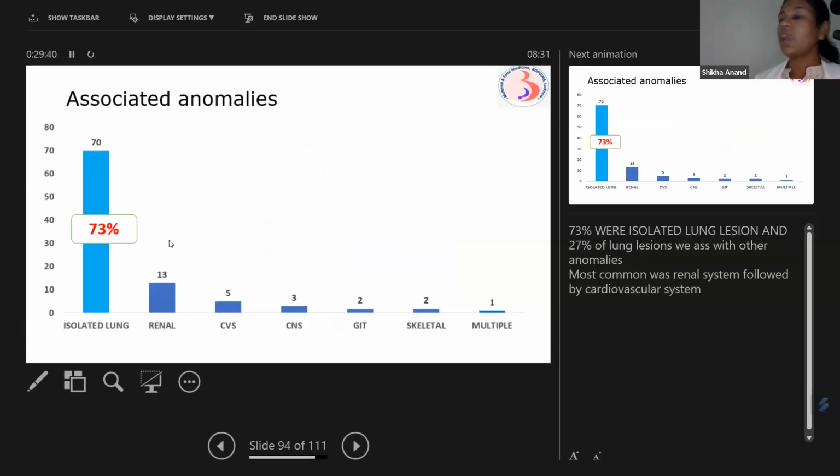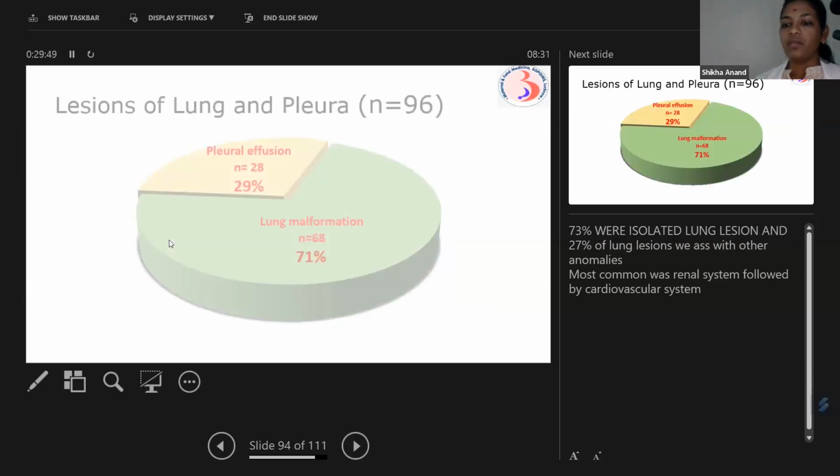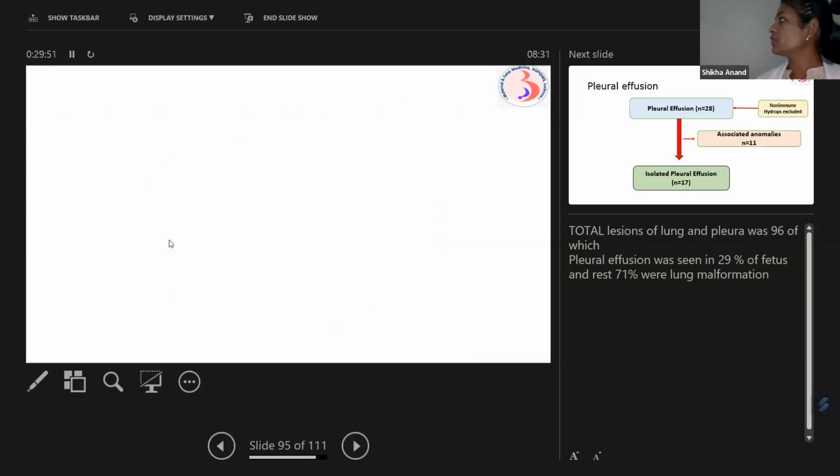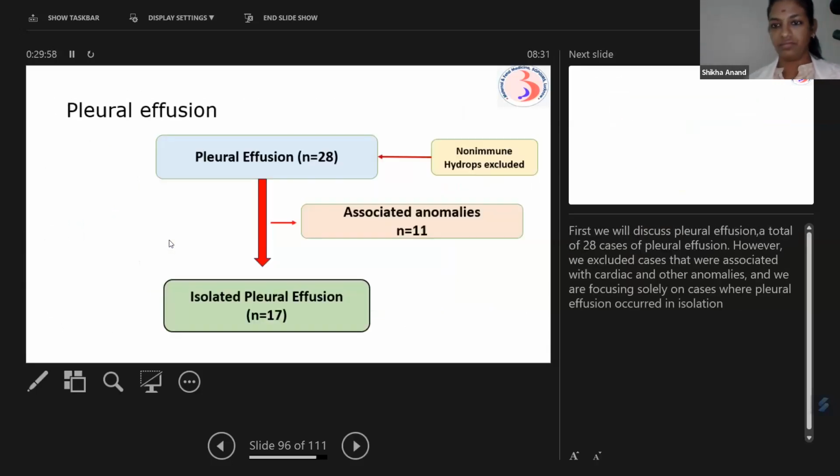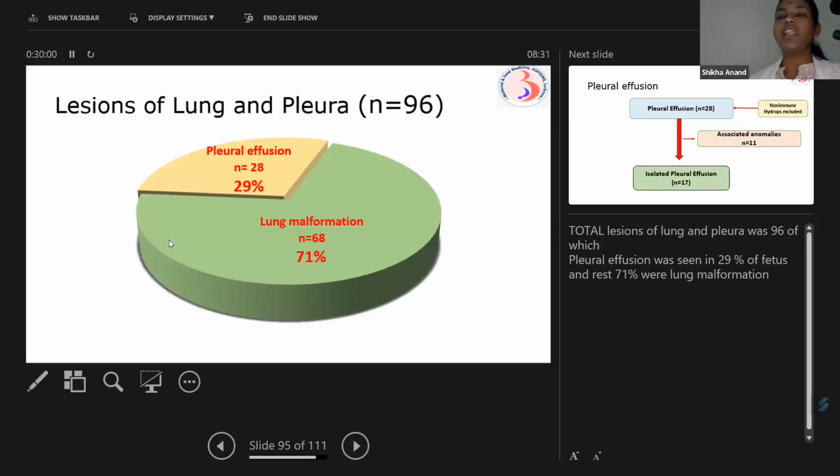73% were isolated lung lesions, and 27% of the lung lesions were associated with other anomalies. Most common was the renal system, followed by the cardiovascular system. Total lesions of the lung and pleura were 96, of which pleural effusion constituted 29%, whereas the remaining 71% were lung malformations.